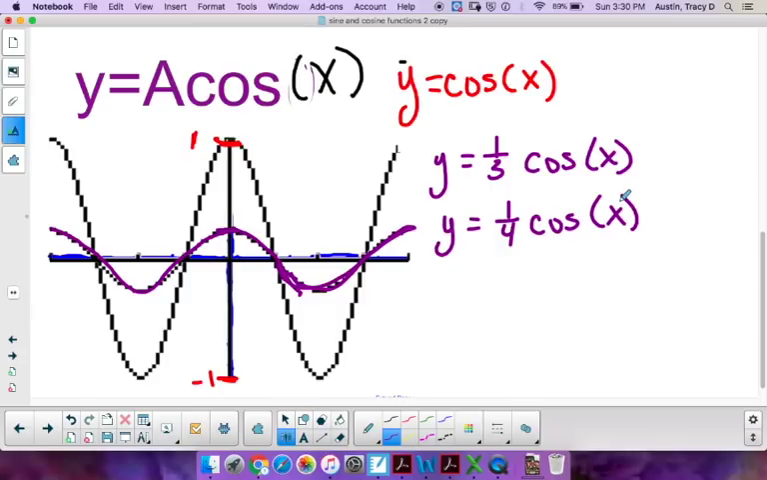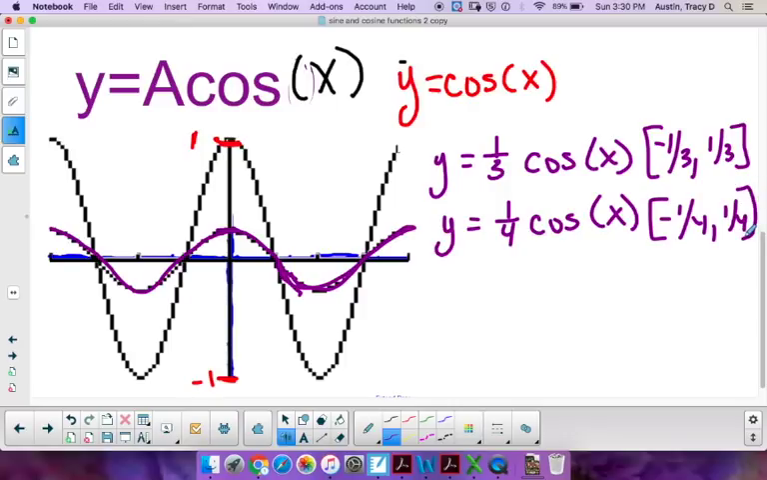For today, what you're going to be doing is graphing these equations and stating what the amplitude, what the vertical shift, and what the range is. So for these, again, if I'm going to go a third, then my range is from -1/3 to +1/3. And for here, it would be from -1/4 to +1/4. Okay, so that's how we change amplitude.